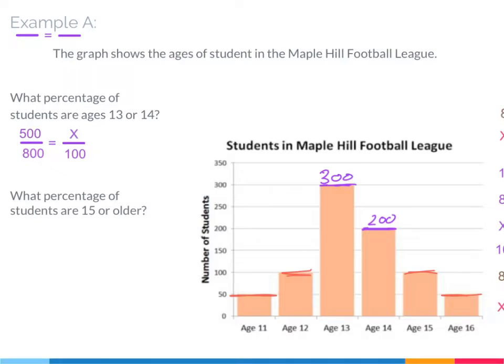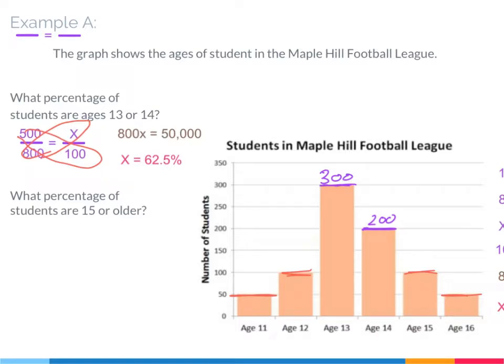Now I've got a proportion, so always to solve proportions, I'm going to cross multiply. I'm going to cross multiply 500 times 100, 800 times x. When I do that, I get 800x equals 50,000. Then I'm going to divide both sides by 800. And when I do that, I end up with x equaling 62.5%. So a little bit more than half of the students in this league are 13 to 14. And that makes sense. If you're looking at the graph, they are the largest bars, so you could see that, yeah, they would probably make up more than half of the students.